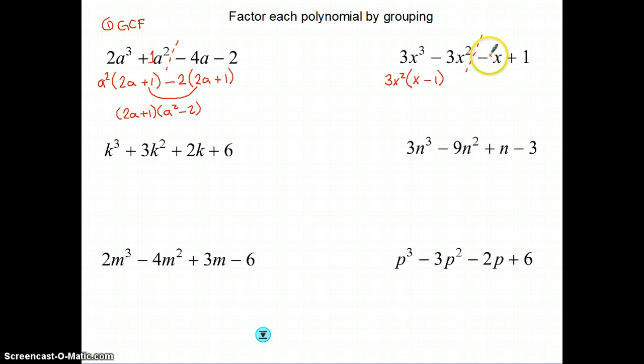From the right, there's an invisible 1 in front of my x. The only thing I can factor out is a -1, leaving me with a positive x. This positive 1 becomes a -1. Now when you notice, I have 2 sets of parentheses that are repeated, so I'm going to factor that x minus 1 out, and what I'm left with in my second set of parentheses is the 3x squared minus 1.